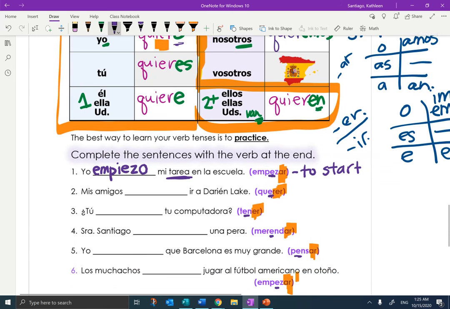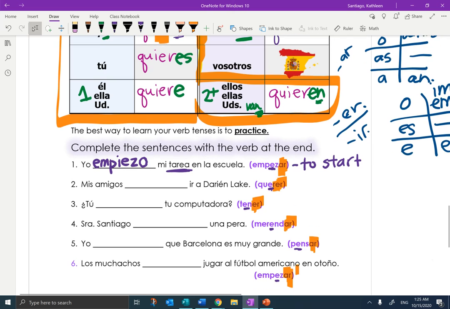Okay, so there are only 6 questions here, so I'm only going to do that one with you. Please make sure that you watch. Amigos is plural. Querer is an ER, we know right from the chart. Tener is an ER. How many people is Sra Santiago? She's 1 person. So this is an AR verb. Yo is on the chart. Pensar is an AR verb. Los muchachos, plural. So be careful where they go. How many? Two or more. And then this one again is an AR verb.